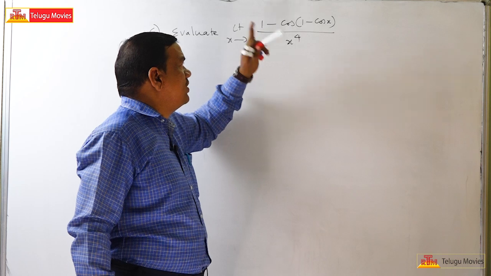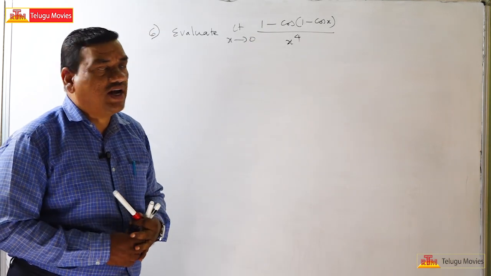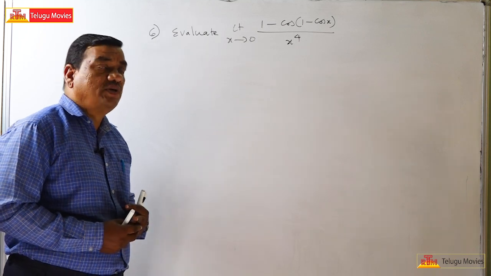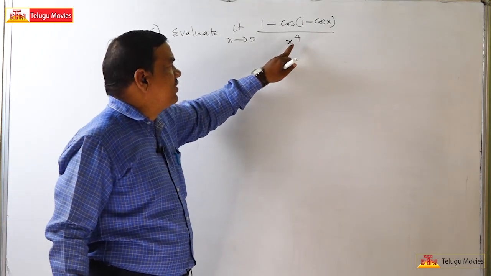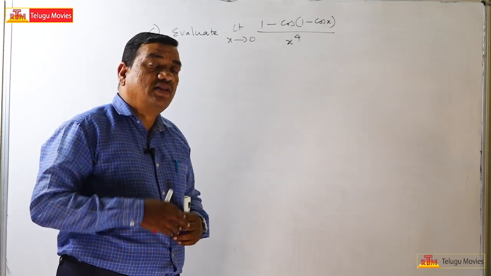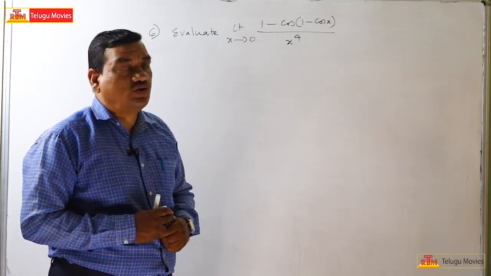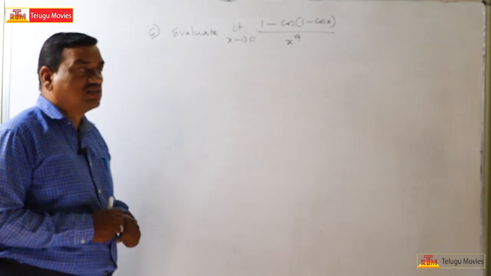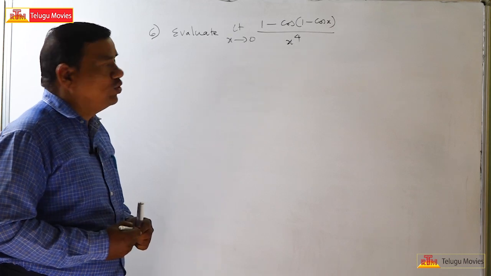Cos 0 again 1, 1 minus 1, so 0 by 0 form you will get. You can do L'Hospital rule. But if you proceed with L'Hospital rule, the problem will be somewhat difficult. Why? Because here x power 4 is there, then 4x cube, 12x square, like that. So 3 or 4 times you have to do, and in the numerator again you will get some u into v formulas. So without doing that, how to do this problem?